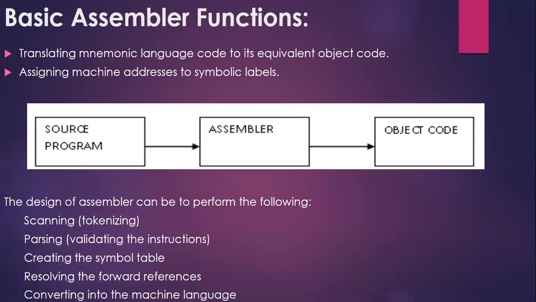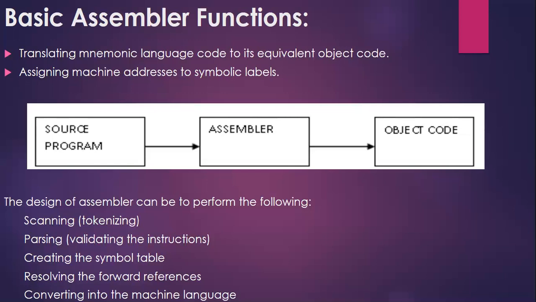Here we have a pictorial representation. The source program, that is the assembly level language, will be provided as input to the assembler. Then the assembler will generate the object code. This object code will be in the format of, in our example, the hexadecimal series of numbers, which indicates the object code representation. We'll see how it can be done.